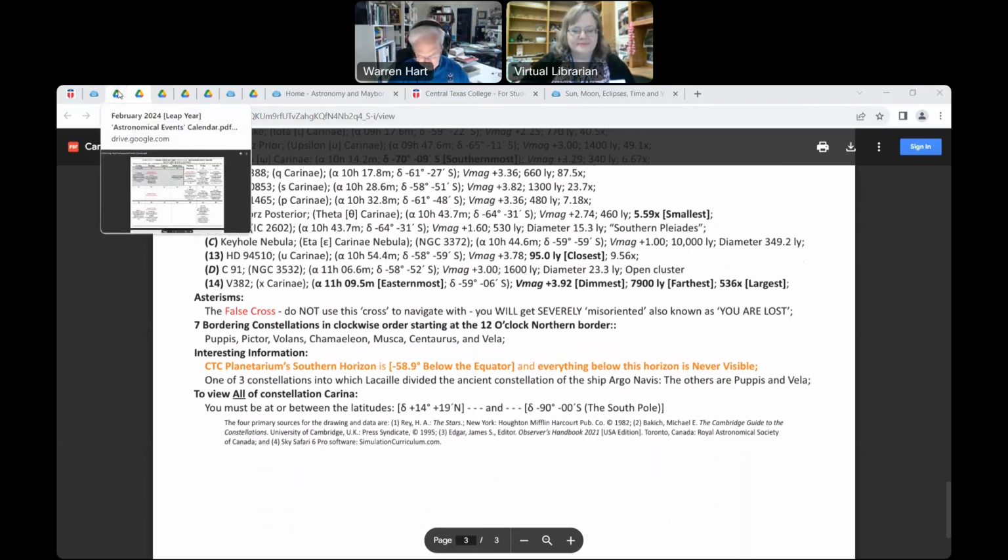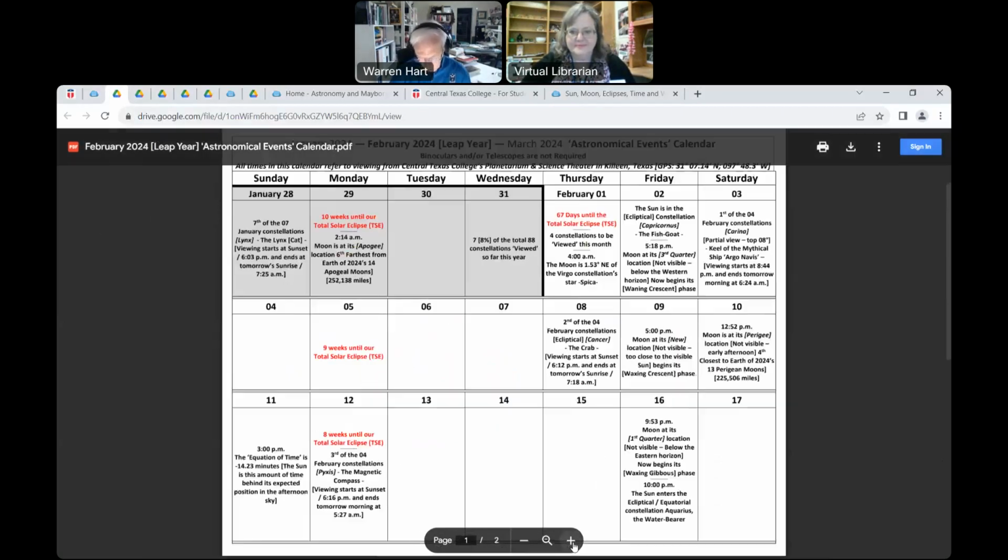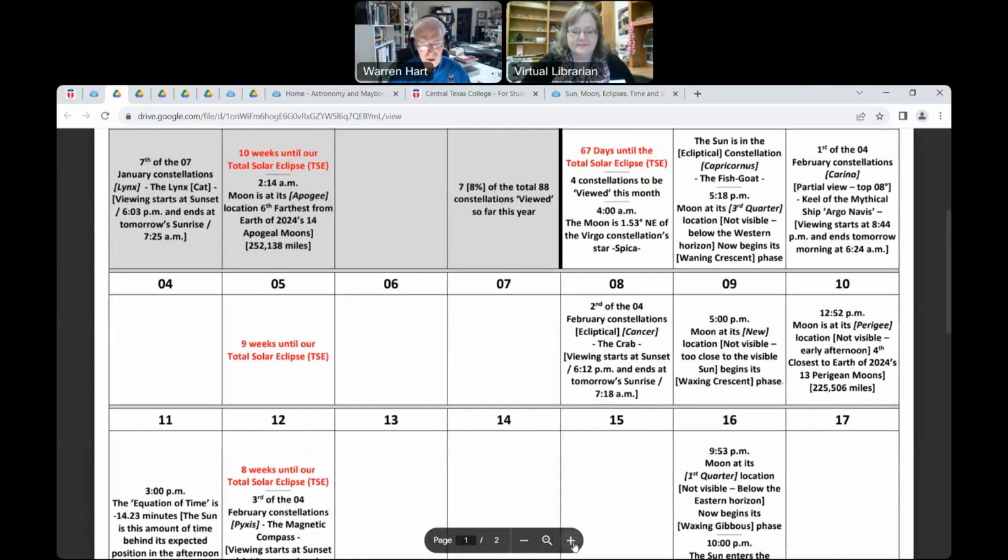Okay, let's go back to the calendar, and we're going to go to our second row going down, and we get to the 5th of February, and notice 9 weeks there. So at that time we would be in single digits of weeks until the April total solar eclipse. Moving on, the 8th is our second of the 4 February constellations. I have written there something ecliptical. It's called Cancer the Crab.